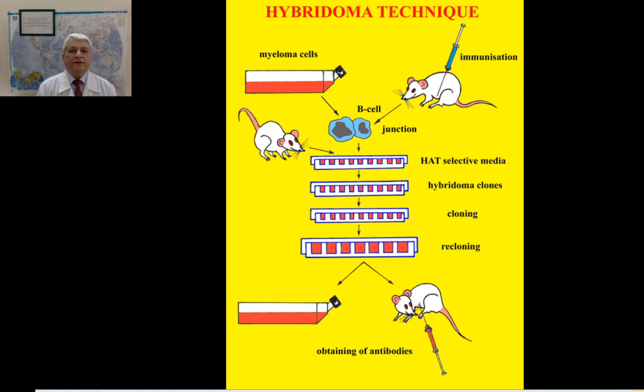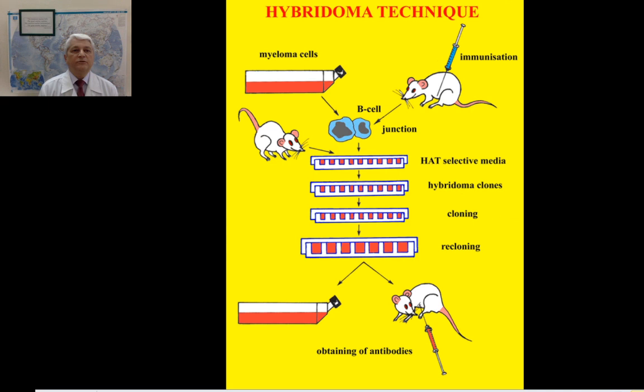And the problem is that malignant tumors originate from B lymphocytes, which are producing antibodies that we don't need because we don't know their specificity. The problem is that we need to obtain large amounts of monoclonal antibodies with desired specificity. So we need to receive antibodies against the antigen which we need.